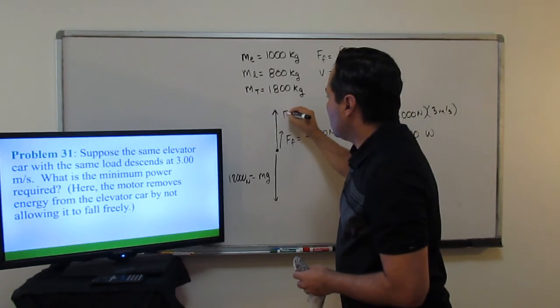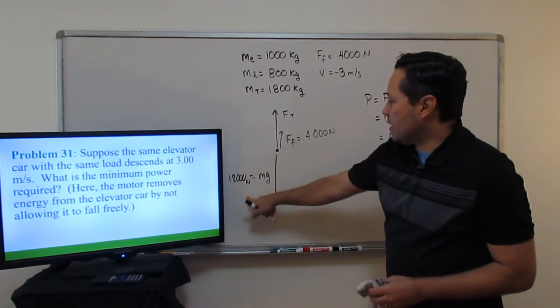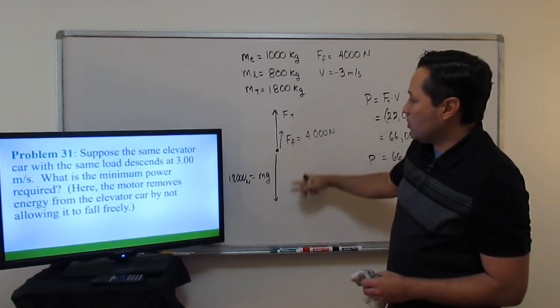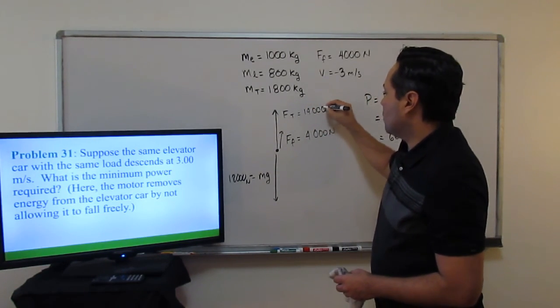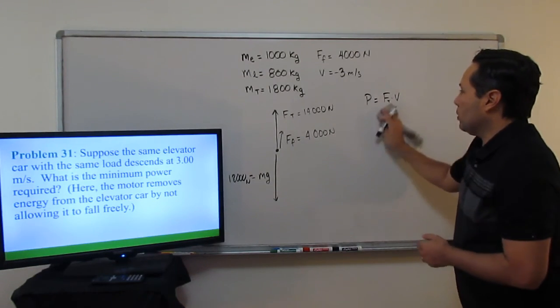Force tension from the cable is going to be 18,000 minus 4,000 because they have to match in magnitude, the top and the bottom. So it's going to be 14,000 newtons. That's our force tension. Alright, so that is our new value.